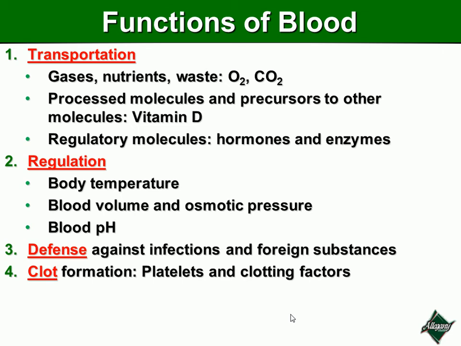Blood can also transport processed material such as vitamin D, and regulatory molecules such as hormones and also enzymes. But it's also important for the regulation of body temperature, blood volume, and osmotic pressure, as well as blood pH.